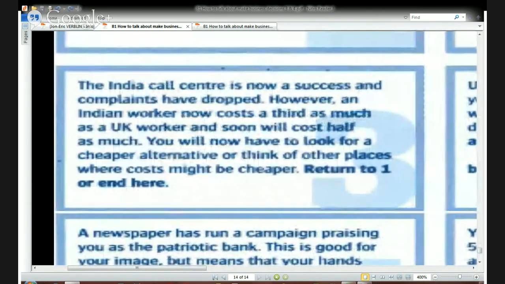Yes. The India call center is now a success. Hooray! And complaints have dropped. However, an Indian worker now costs a third as much as a UK worker, and soon will cost half as much. You will now have to look for a cheaper alternative or think of other places where costs might be cheaper. Well, we survived. We made the cut. We haven't lost our jobs, and that's what's important, right?